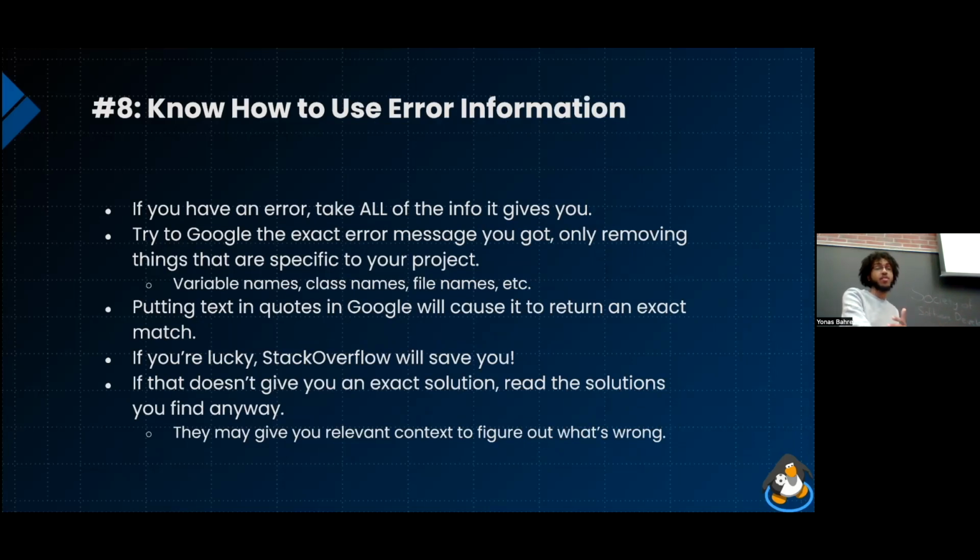you got, only removing the things that are specific to your project, right? So any kind of variable names, class names, file names, anything that you know no one else has, you don't want to include that in your Google search because you want it to be narrow enough to find your problem, but you don't want to exclude anything that can help you out. Now, just in case anyone here doesn't know this, if you put your search inside of double quotes in Google, it will return an exact match for that text.